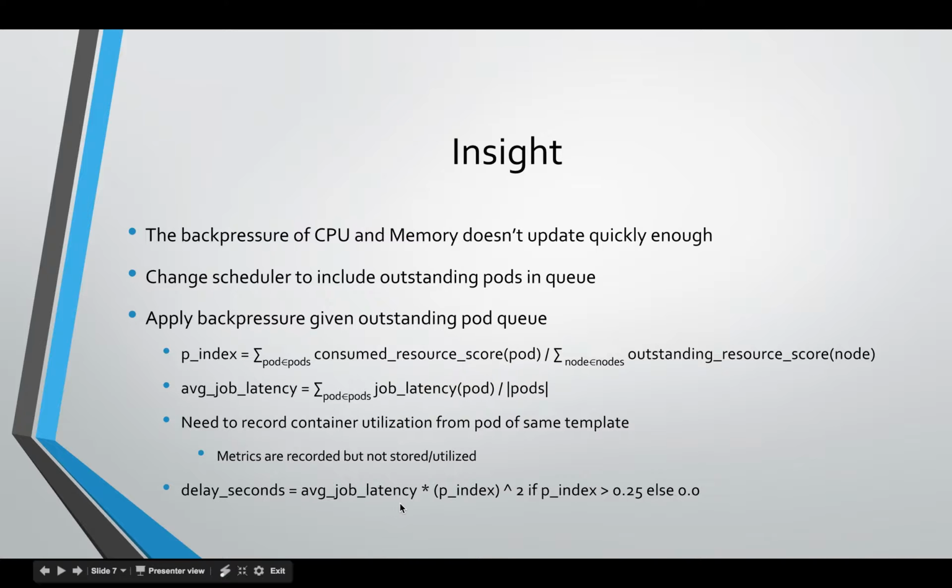So basically, I take the average job latency times the pressure index squared, and if that's above 0.25, use that value, right? And if the p index is above 0.25, use that value, and else just ignore it. We're not even close to the threshold, so don't worry about adding delay because you're just going to slow down the system for jobs which don't have this resource pressure that happens when you have a huge batch job.